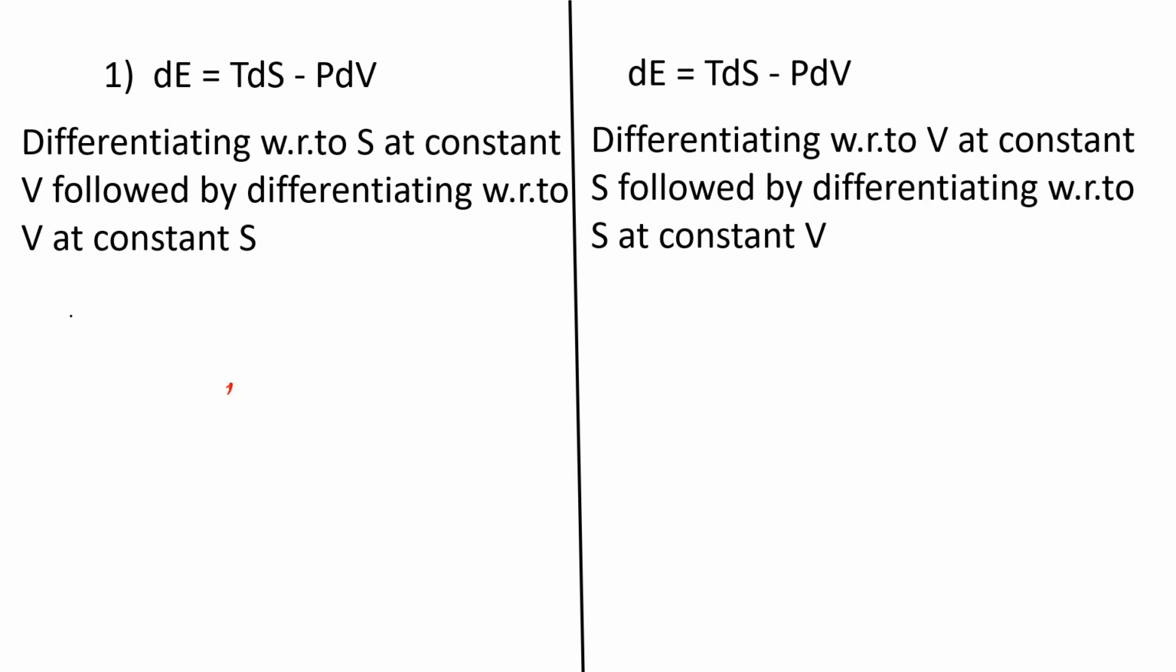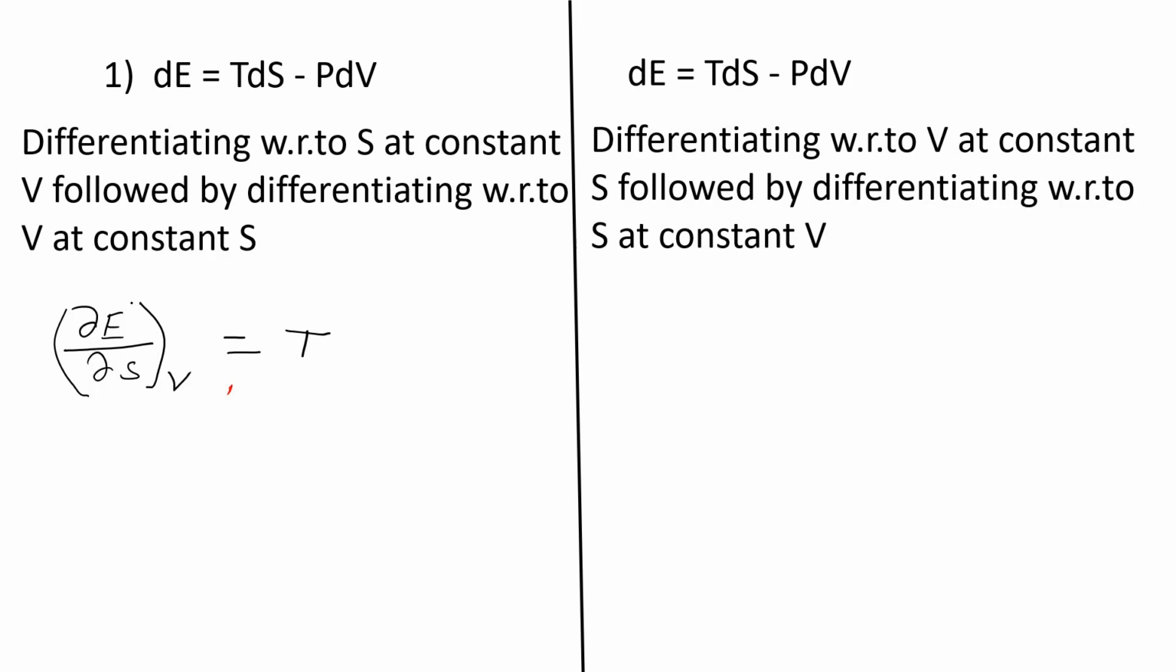So, what is the first one? We have to differentiate with respect to S. So, ∂E/∂S, and here which one is constant? Volume is constant. If we differentiate with respect to entropy, look at this equation: dS by dS will be 1. That means it will be T, right? And at constant volume, the dV part will be equal to 0.